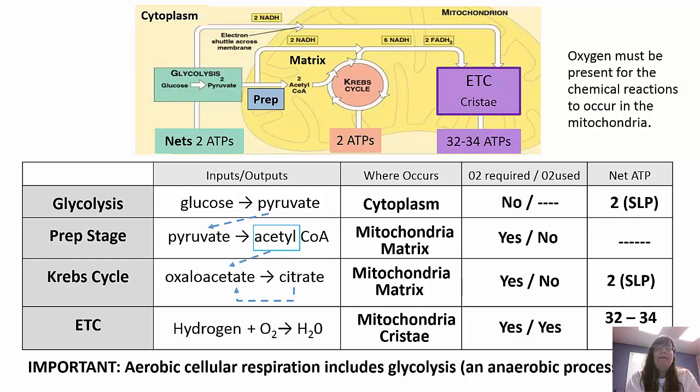The electron transport chain, we have hydrogens going in, oxygens going in, water is the output. Happens in the mitochondrial cristae, oxygen's required and used, and we generate 32 to 34 ATP and oxidative phosphorylation. So aerobic cellular respiration includes glycolysis, which is an anaerobic process. So if you talk about aerobic cellular respiration in general, you're talking about glycolysis, the Krebs cycle, and the electron transport chain. If you're specifically just talking about anaerobic respiration, then you're talking about glycolysis and fermentation. But in general, glycolysis is always going to happen. So that's the first step of aerobic respiration, even though it's anaerobic.